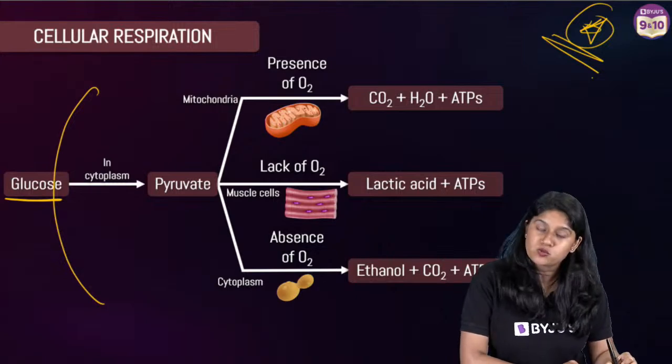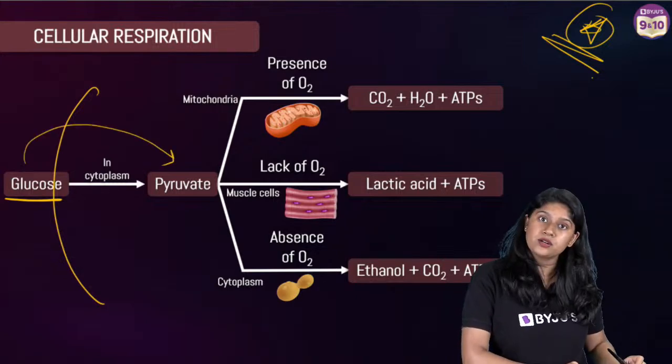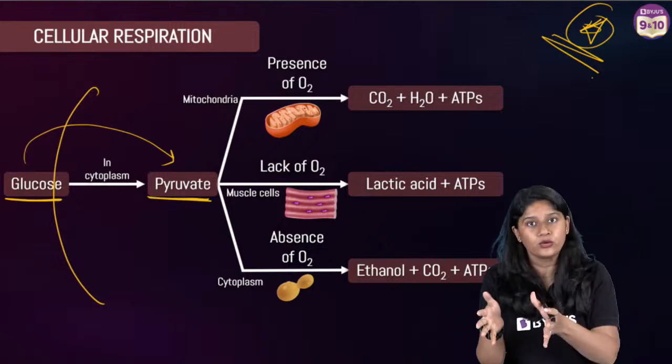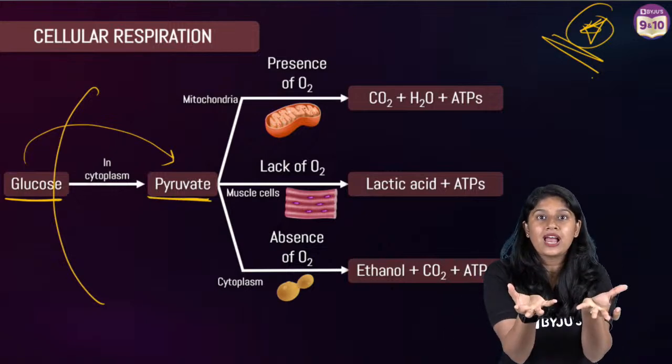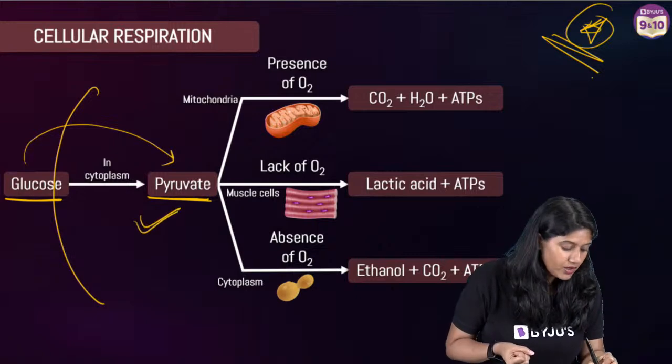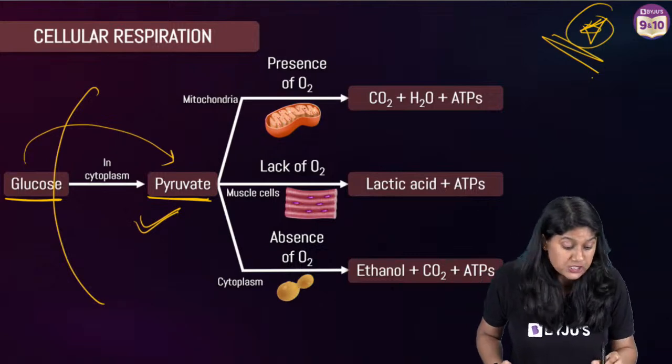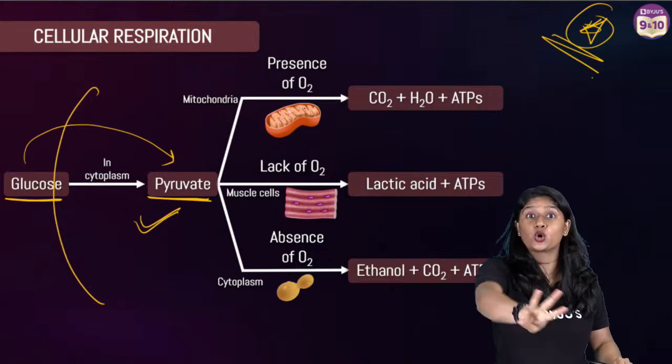Now this glucose will be getting converted to pyruvate. Now this particular pyruvate is what? It's nothing but a compound. If you break the glucose, what will we have? We'll have the pyruvate. After the conversion of the glucose, we have the pyruvate. Now this pyruvate has three different stories.